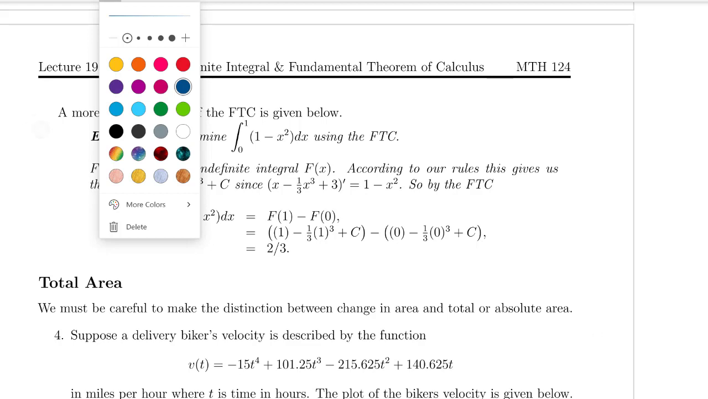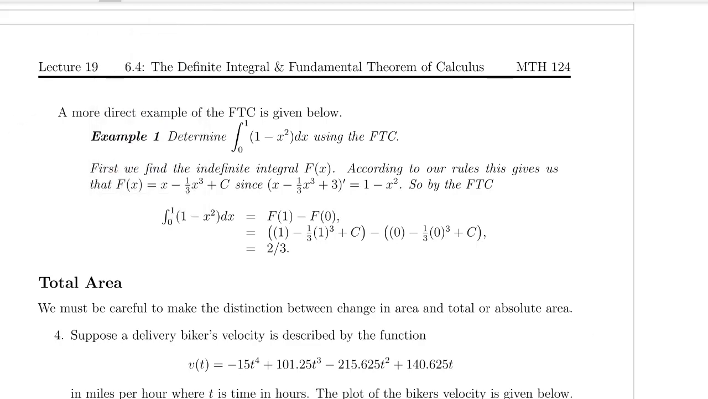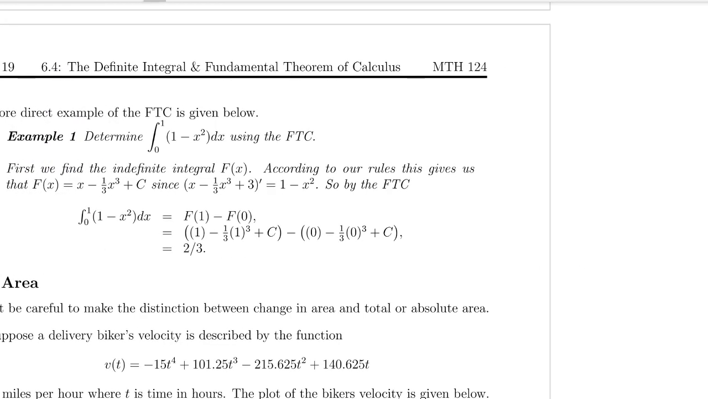Looking at this example, we want to calculate the integral from 0 to 1 of this function 1 minus x squared. So the fundamental theorem says that this is equal to the antiderivative, let's call it capital F, of this function 1 minus x squared. So the change of the antiderivative from 0 to 1.